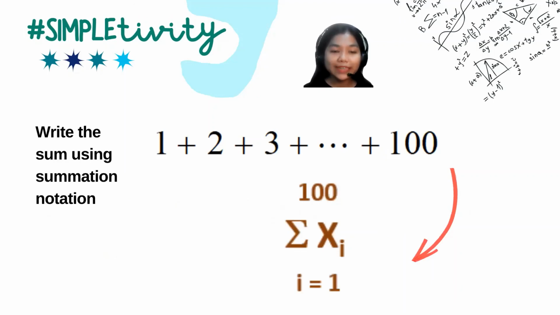Then we have another simple activity. Write the sum using summation notation. So you are required to write summation notation of the sum of the first 100 numbers, from 1 to 100. So to do this, it's very easy. Summation of xi as i goes from 1 to 100, or you could use summation of zn as n goes from 1 to 100, or simply say summation of aj as j goes from 1 to 100. All of those answers are actually correct.